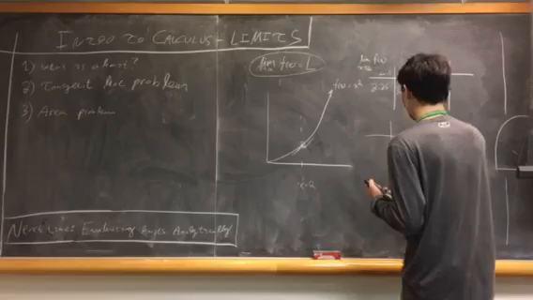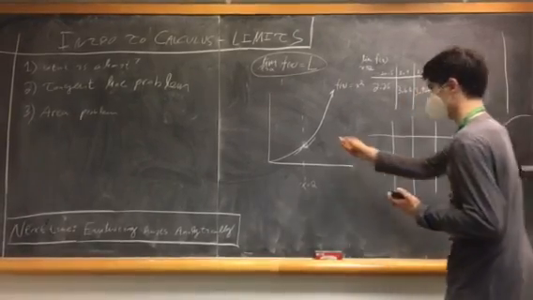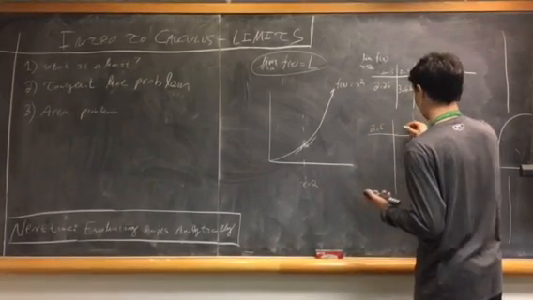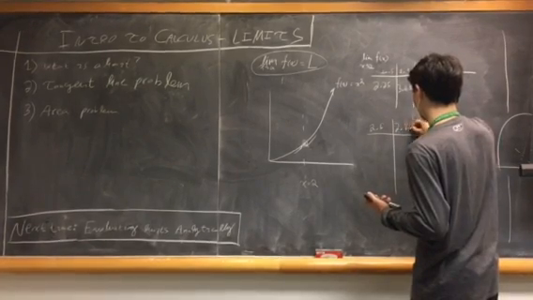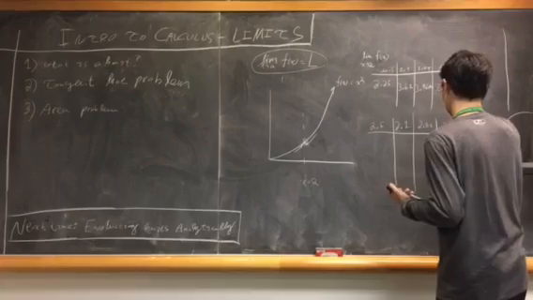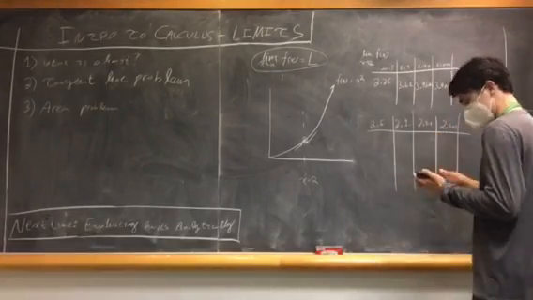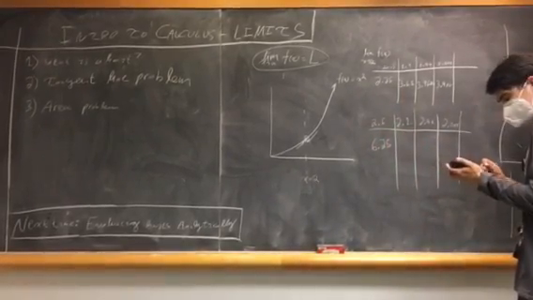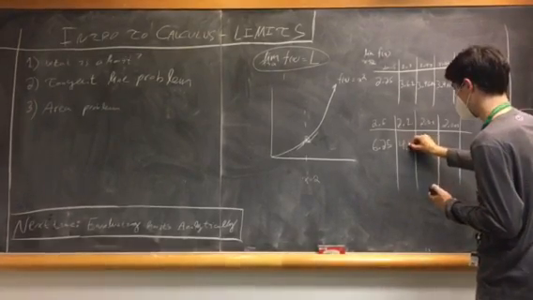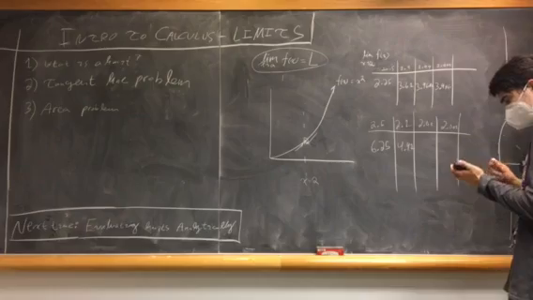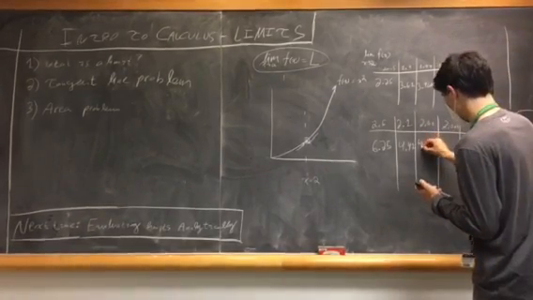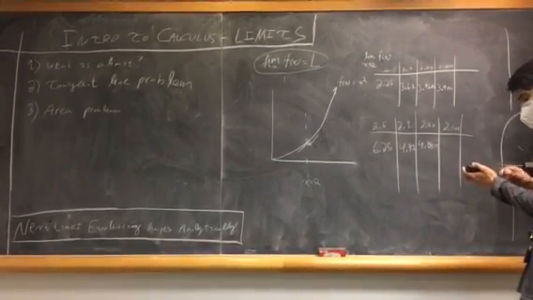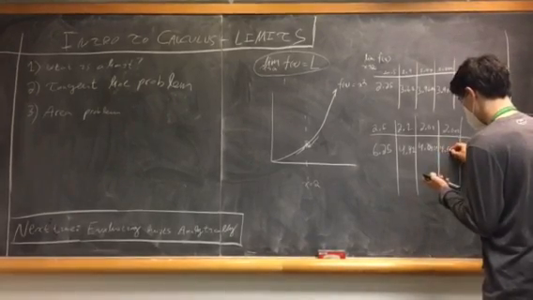Now, let's take the limit from the right. Let's say 2.5, 2.1, 2.01, and 2.001. So we take 2.5 squared is 6.25. 2.1 squared, 4.41. 2.01 squared is 4.0401. And 2.001 squared is 4.004.